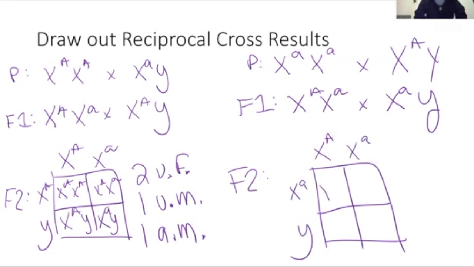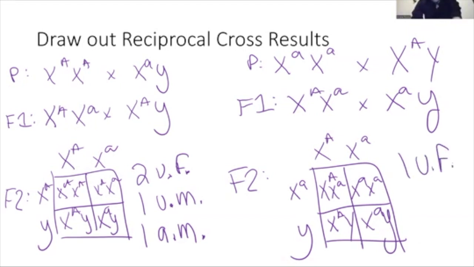Okay, so we would have an unaffected female, affected female, unaffected male, and affected male. So what are our ratios here? We have 1 unaffected female, 1 affected female, 1 unaffected male, and 1 affected male. Okay. So you'll notice the F1 and F2 generations are different.